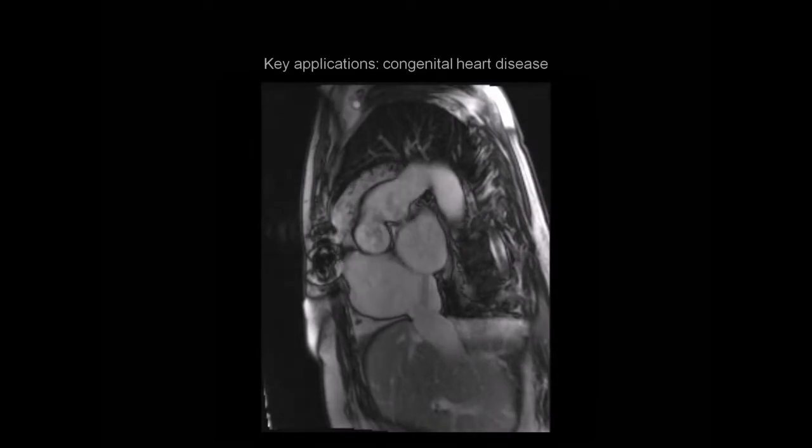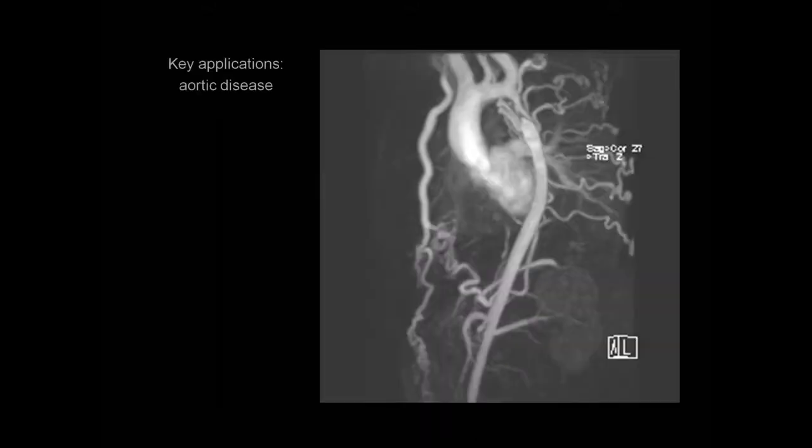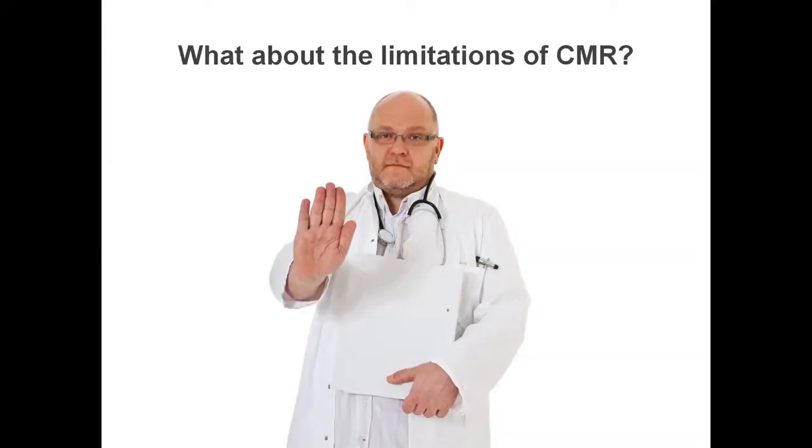CMR also plays a valuable role in the assessment of congenital heart disease, as in this example here, that shows an atrial septal defect. And CMR can also be used to assess the structure and dimensions of the aorta, as in this case of an aortic coarctation. So we've seen the huge versatility of CMR and what it can offer across a wide range of cardiac conditions, but what about its limitations?